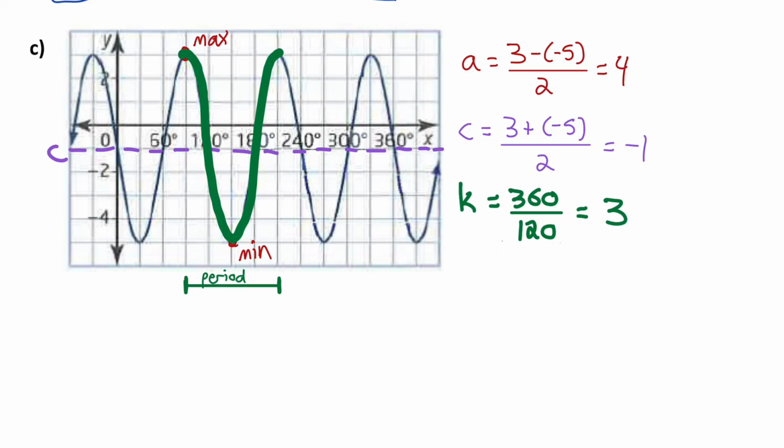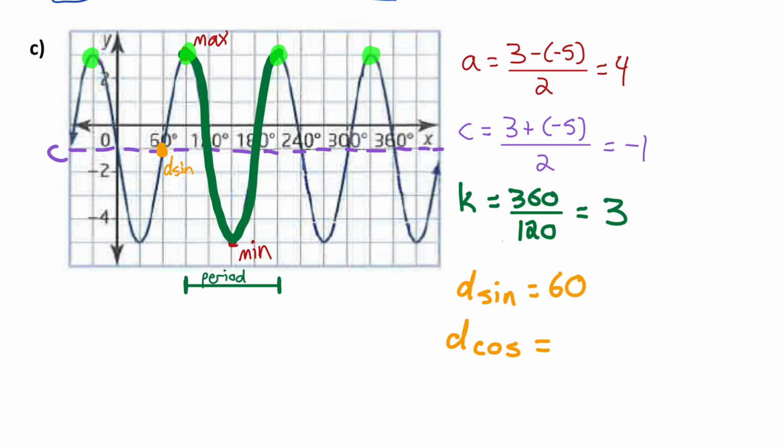Lastly, we need the d value for both cosine and sine. The d value for sine, the horizontal shift for sine, is just the x-coordinate of where a rising midline is. Well, that would be the x-coordinate of this point right here, which is 60. So our d value for sine is 60. And then the d value for cosine is just the x-coordinate of a maximum point. Well, I see a bunch of maximum points. We could use the x-coordinate of any of these.